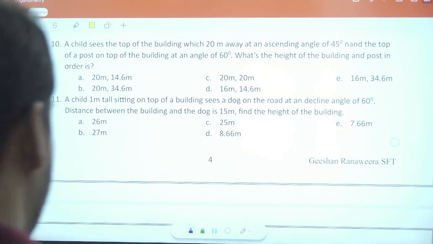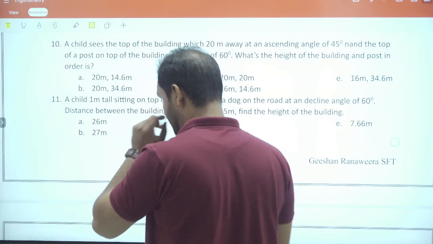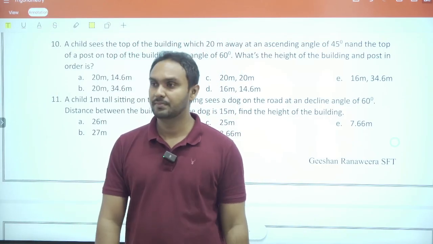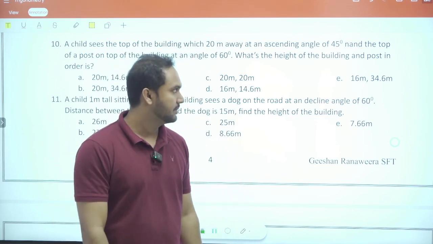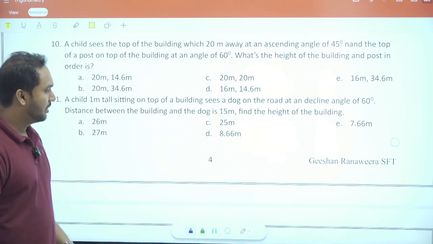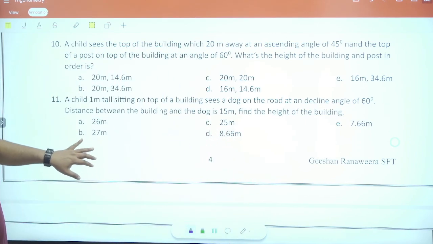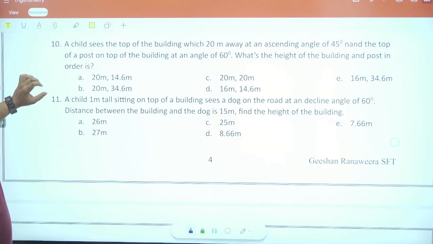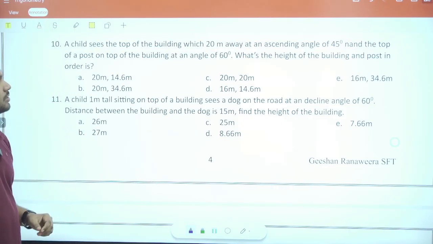Right? Shall I do it? Yeah? Listen, guys. Now you have to do a sketch first. Now what is a sketch? What does the question say? Listen, a child sees the top of a building.